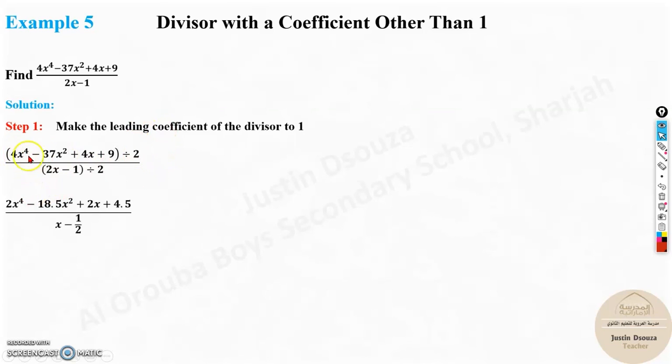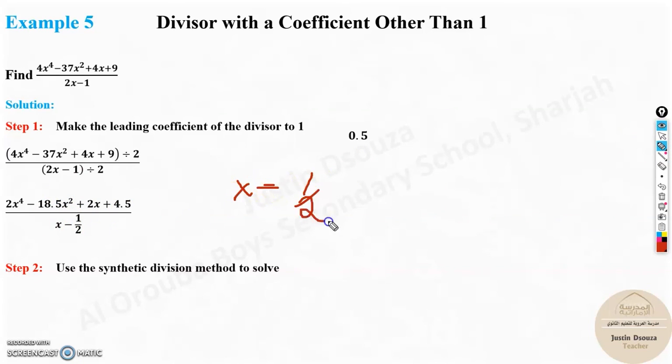What is the answer? It'll be 4 divided by 2 is 2. Minus 37 divided by 2 is minus 18.5. 4 divided by 2 over here again 2. 9 divided by 2 is 4.5. Over here, 2x divided by 2 will become x. Minus 1 by 2 is half. So now we can use the synthetic division method. All you need to do is, what is this 0? x equals half or 0.5. That's it. Take it to the other side. You can just change the sign and write 0.5.